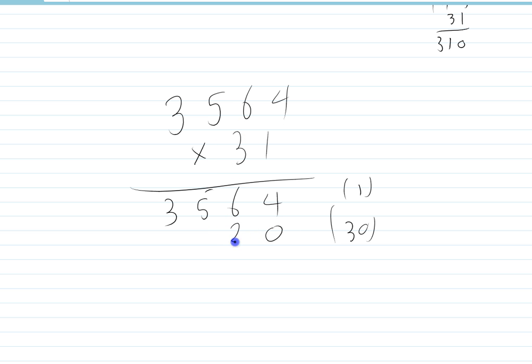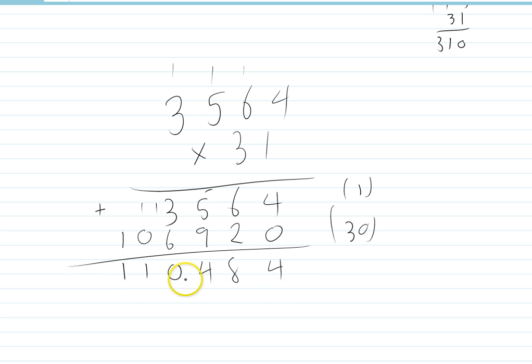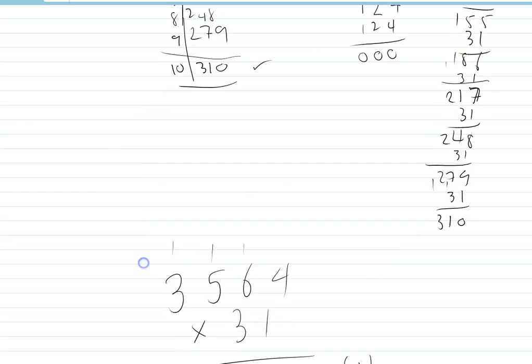3 4s are 12, 2 down, 1 to carry. 3 6s are 18, plus 1 is 19, 9 down, 1 to carry. 3 5s are 15, plus 1 is 16, 6 down, 1 to carry. 3 3s are 10. No, they're not. 3 3s are 9, plus 1 is 10. And we've got to add those together because we're multiplying by 31. There's the 30 and there's the 1. 4, 8, 9 and 5 is 14. 4 down, 1 to carry. 6 and 1 is 7 and 3 is 10. 0 down, 1 to carry. 1, 1. Haha! 110484.